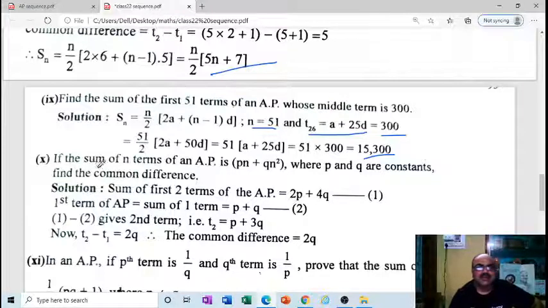Next one. If the sum of n terms of an AP is Pn plus Qn square, where P and Q are constants, find the common difference. Sum of first 2 terms of an AP is 2P plus 4Q. Correct? Sum of first term, which is the first term of an AP, is P plus Q.